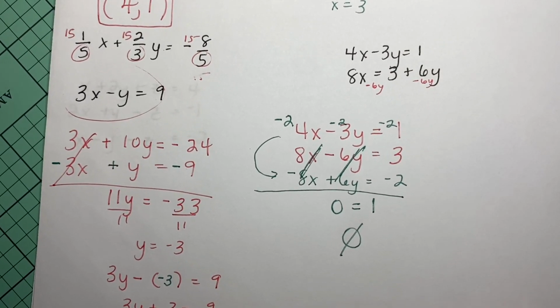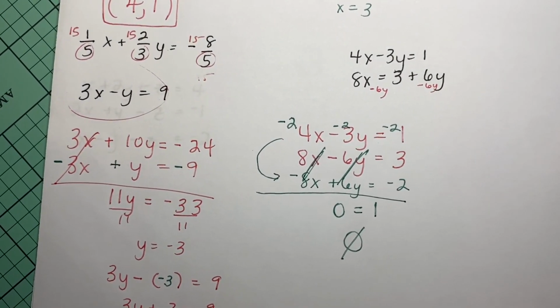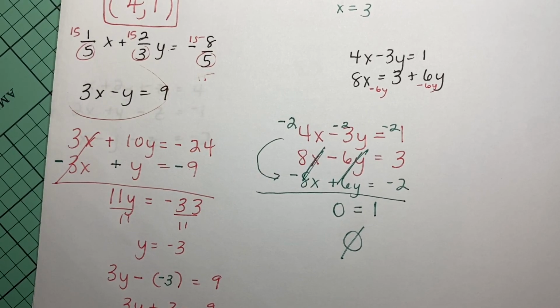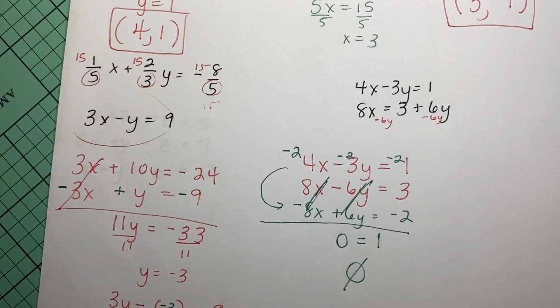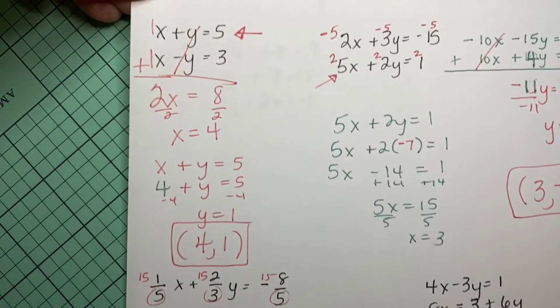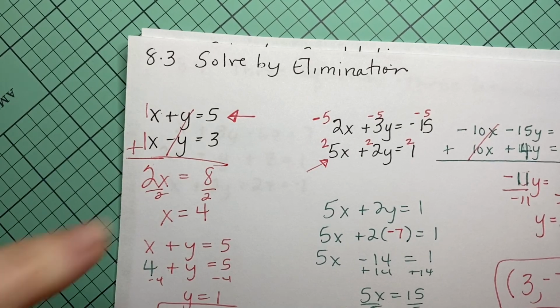If you graph those, they would be parallel lines. If it was a true statement, it would be all real numbers. So you're either going to get an ordered pair, or no solution, or all real numbers. So that's solving two equations, two unknowns by elimination.